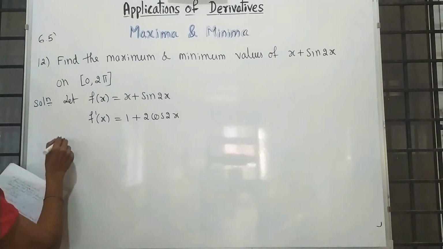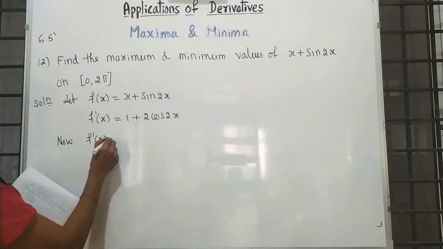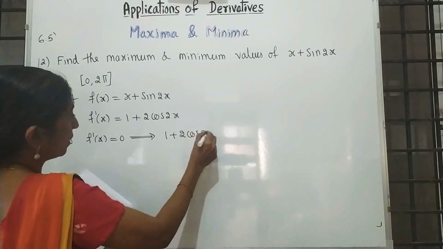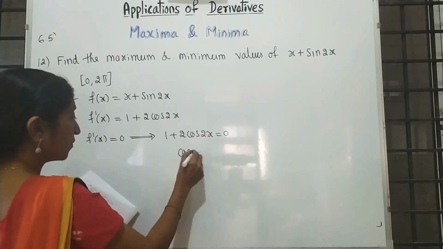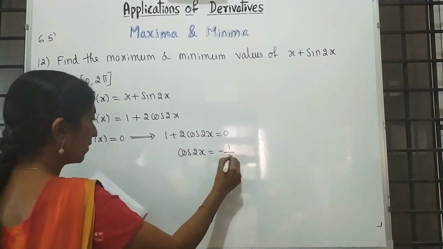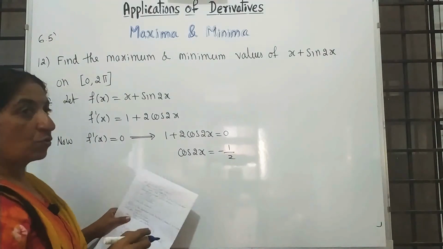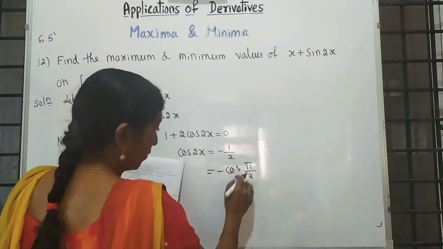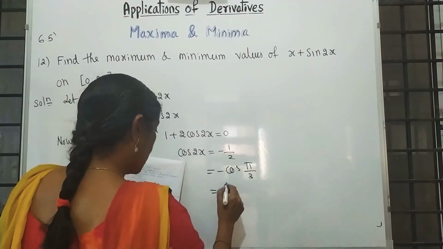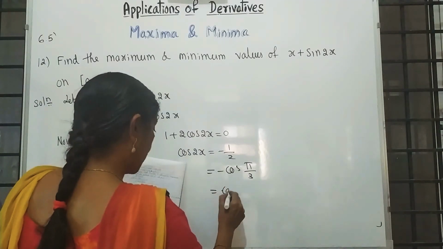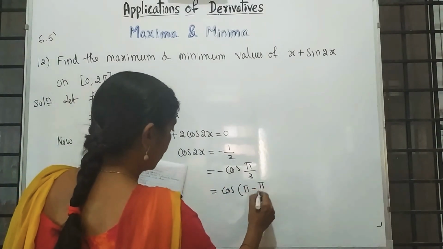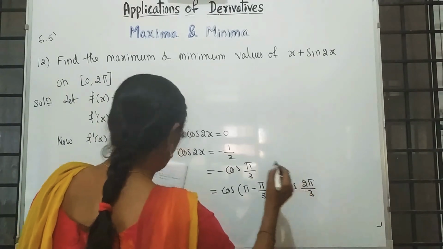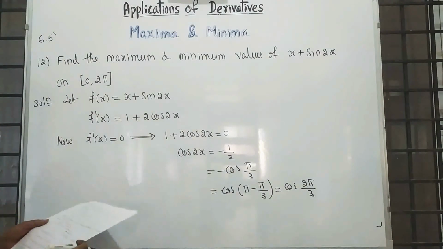Now as usual, you have to equate this first derivative with 0. See here, 1 plus 2 cos 2x is equal to 0. Cos 2x is equal to minus 1 by 2. Now to write this value, it is minus of cos pi by 3. Cos 60 degrees is 1 by 2. So minus cos theta will be written as cos 180 minus theta, cos 2 pi by 3. But we have to find in between 0 and 2 pi.